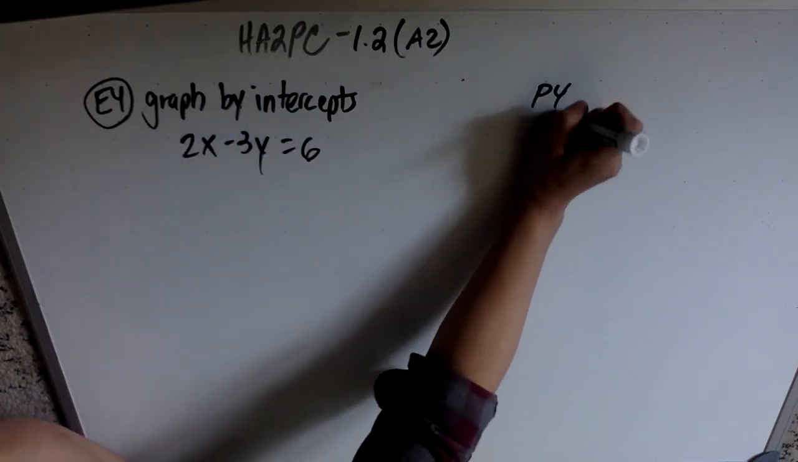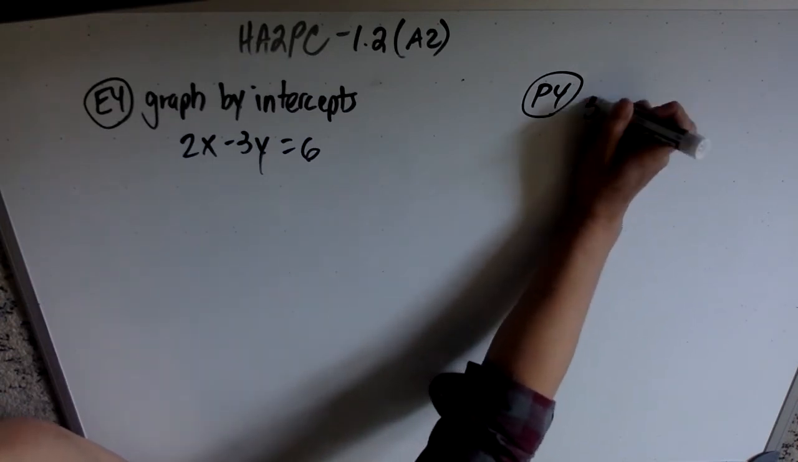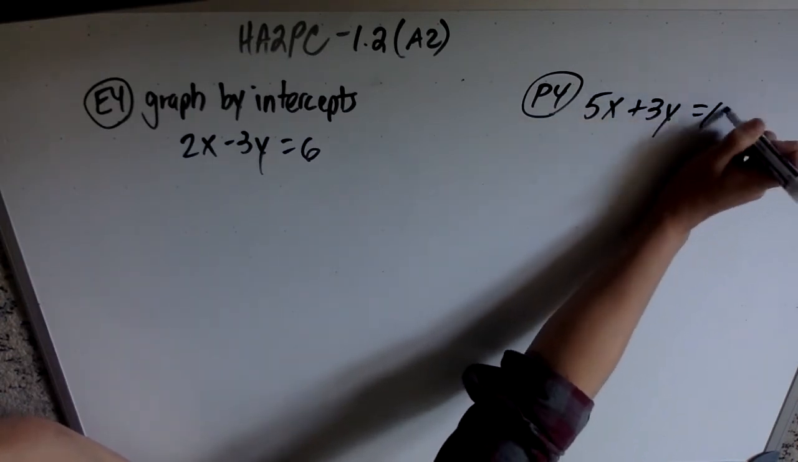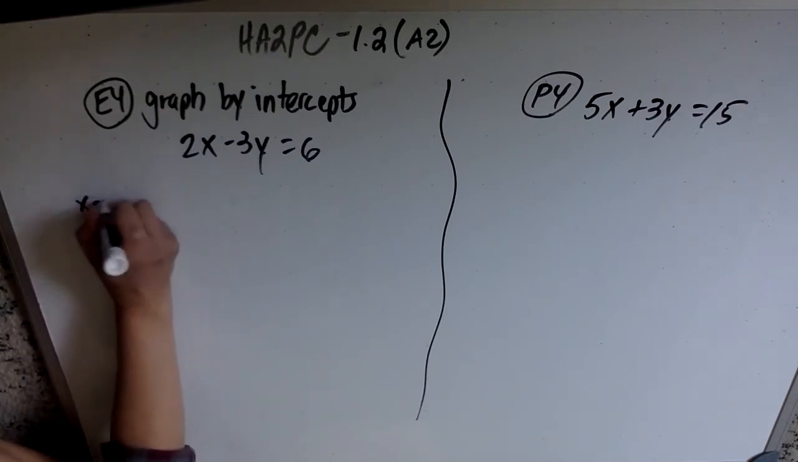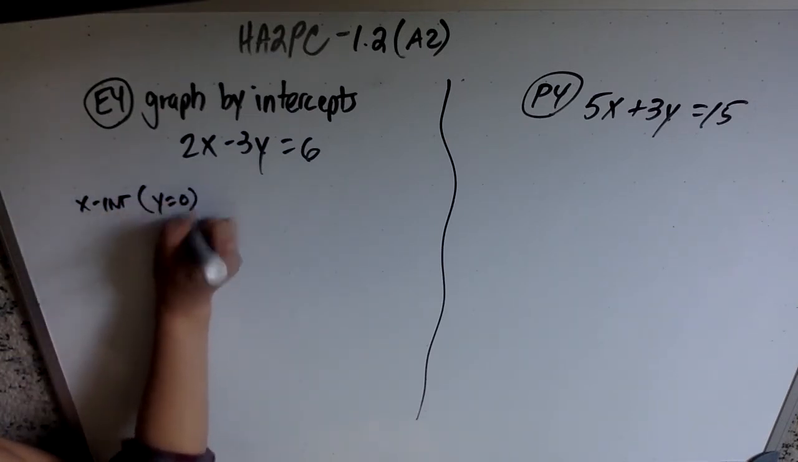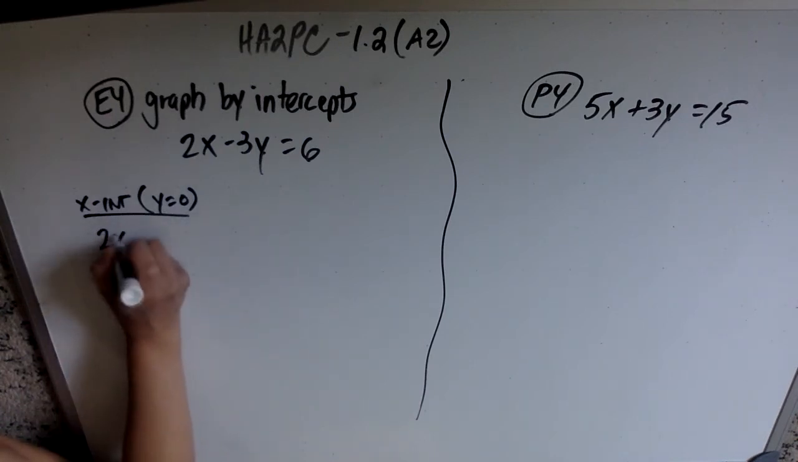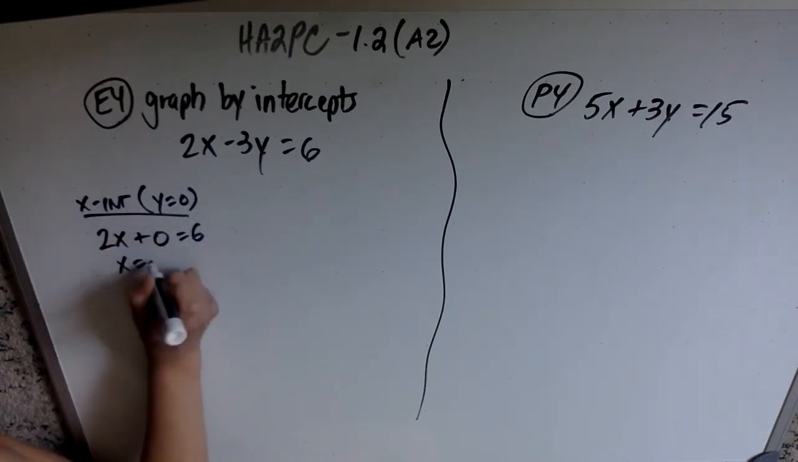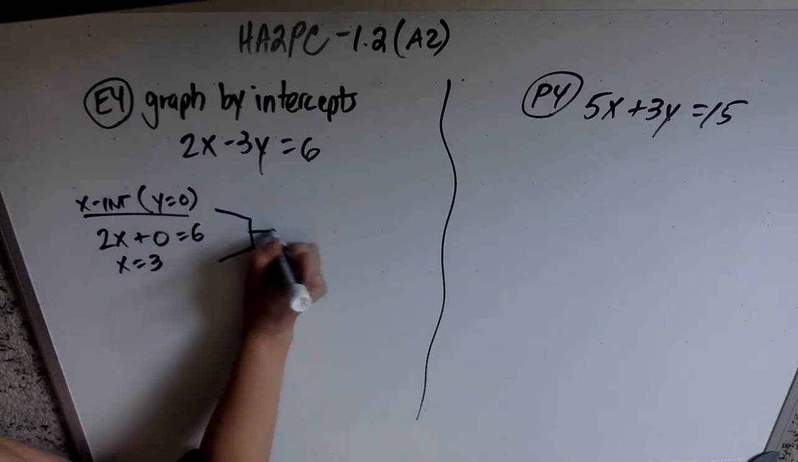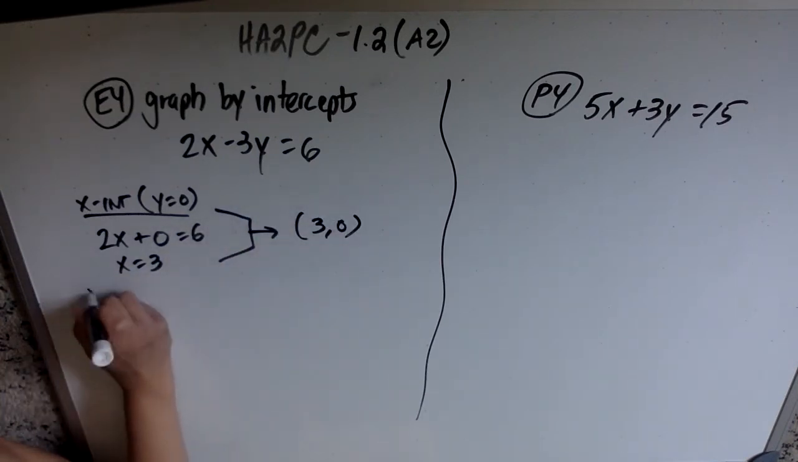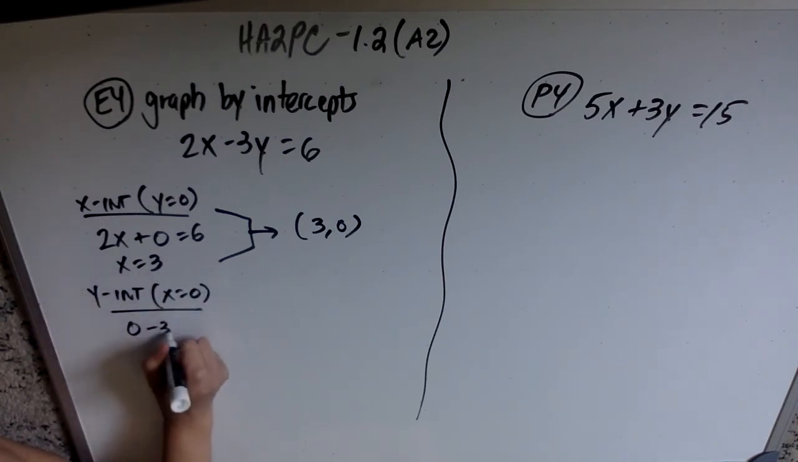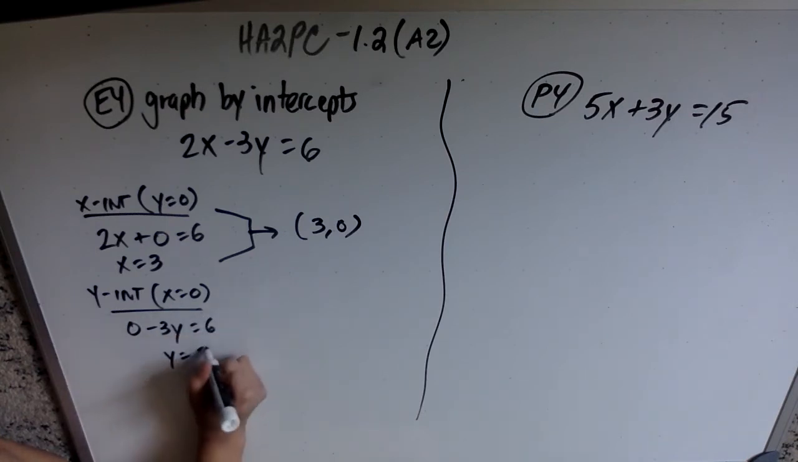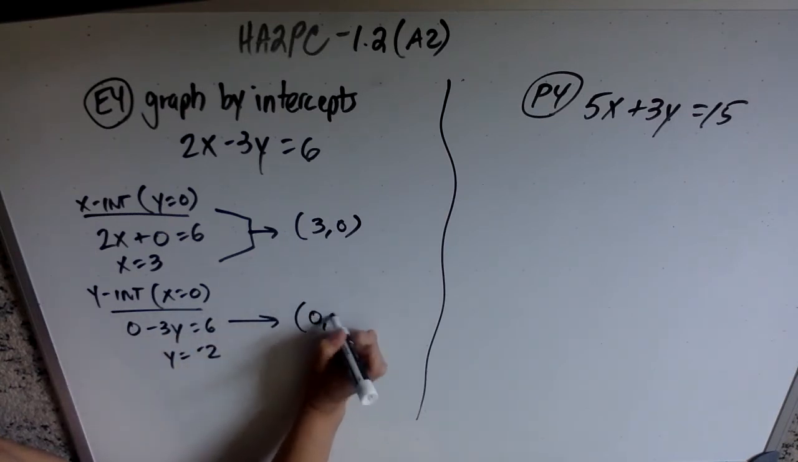And in P4, which is the same as E4 but with a different equation, we have 5x plus 3y equals 15. Okay, so remember, to find the intercepts, essentially we're plugging in x equals 0 and y equals 0. So to find my x-intercept, I want to plug in that the y-coordinate is 0. So if I do that, I get 2x plus 0 equals 6, and apparently x is 3. So the point I get from that is the point (3, 0). If I plug in to find my y-intercept, I'm going to plug in x is 0. So that would be 0 minus 3y equals 6. y is negative 2. So that's going to give me the point (0, negative 2).